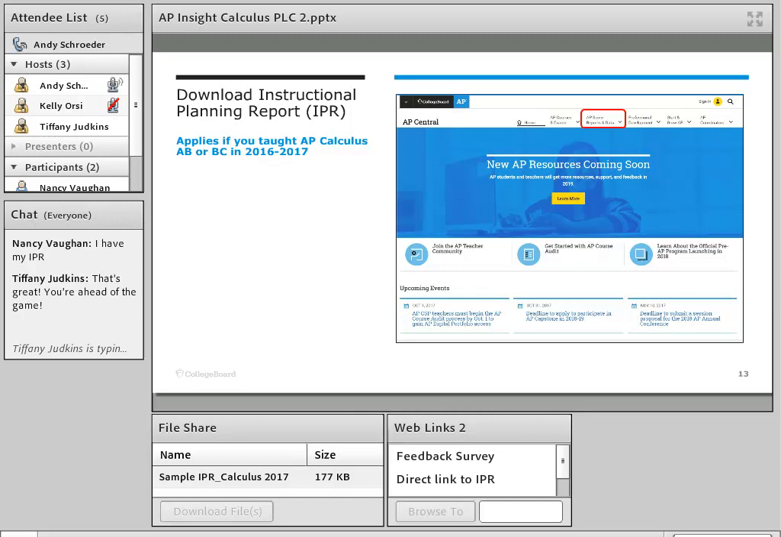You have your IPR. So I'll go through this relatively quickly. It's located in AP Central, and you go to the AP report and data.